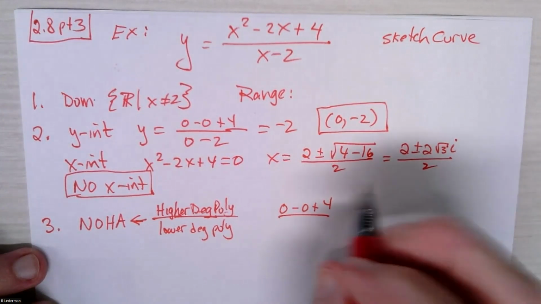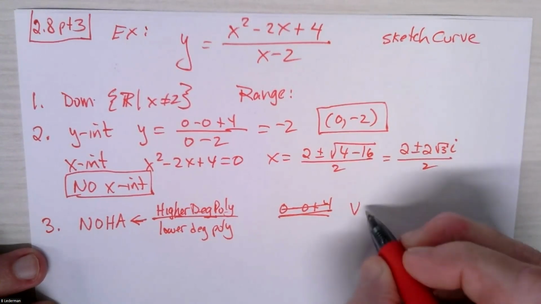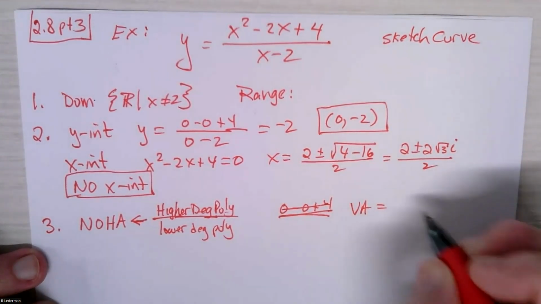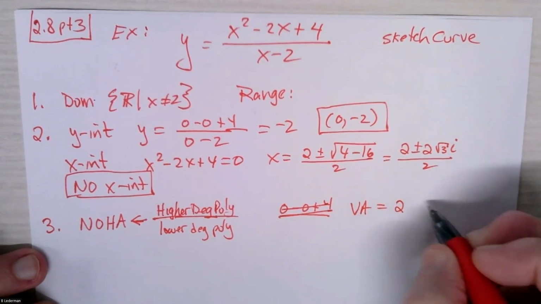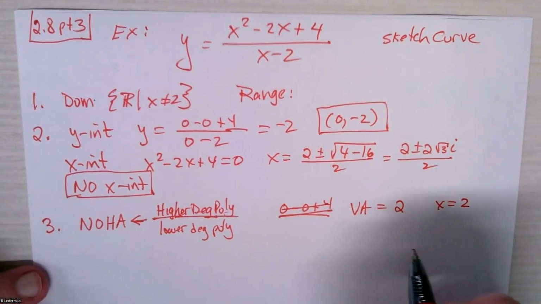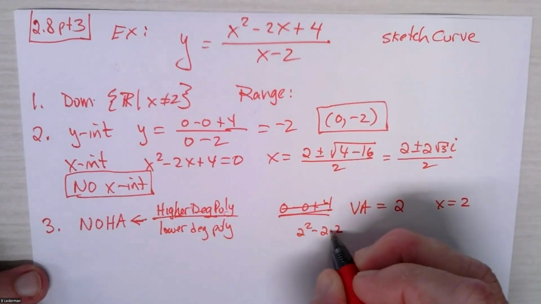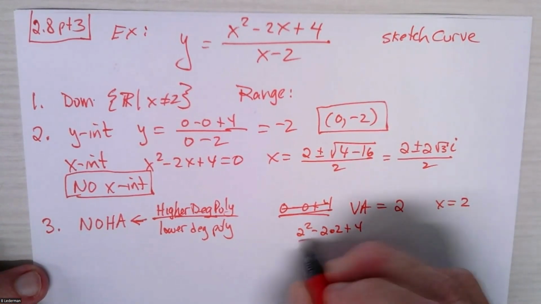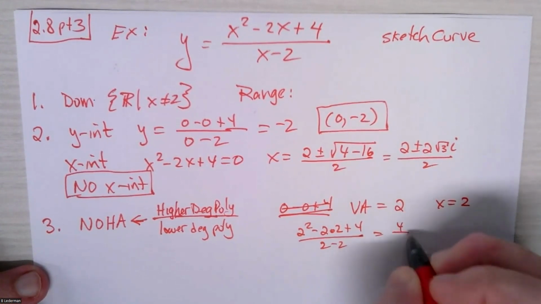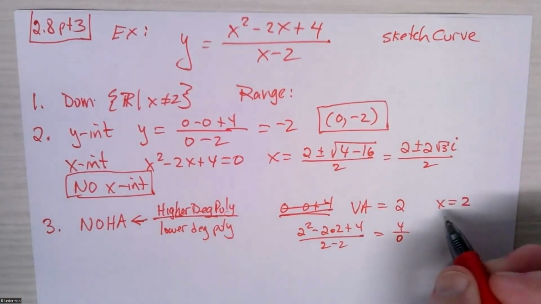I'm sorry, not plug in 0, plug in 2. Sorry about that. The vertical asymptote is the line x equals 2. The reason is that if I plug in 2, I get 2 squared minus 2 times 2 plus 4 over 2 minus 2, which becomes 4 over 0. So as x approaches 2, this is going to shoot off to infinity. So the vertical asymptote is x equals 2.